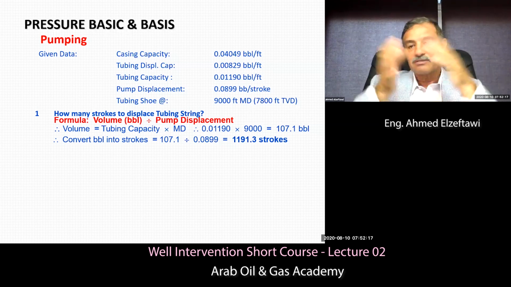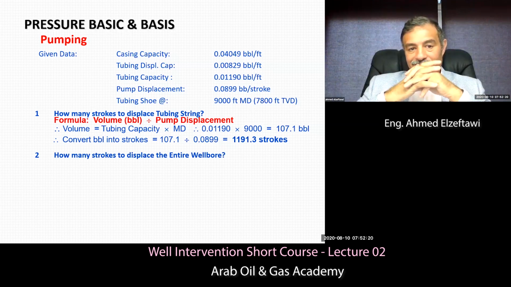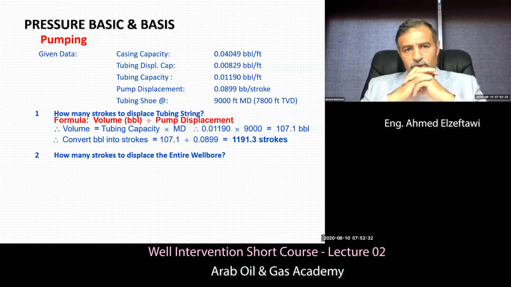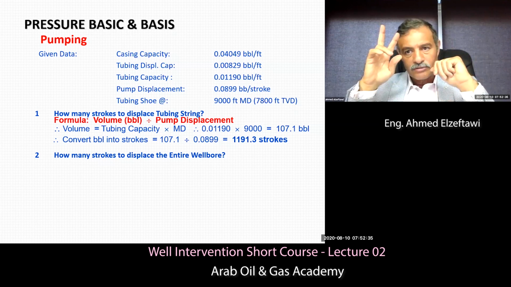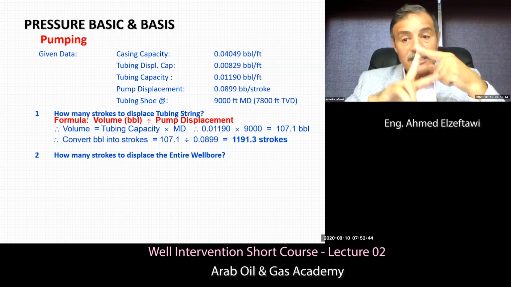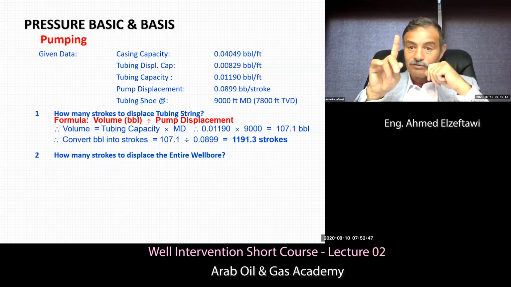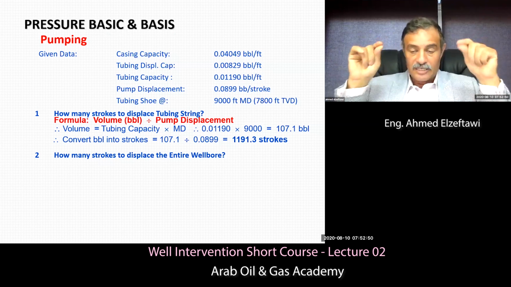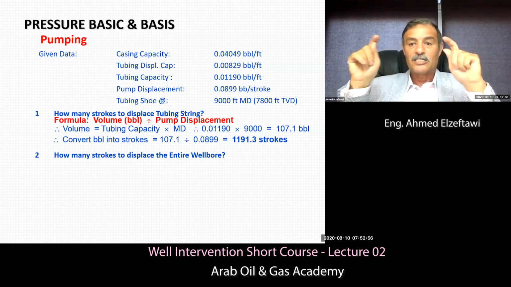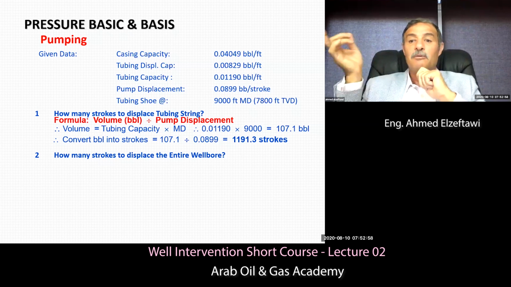The second requirement is a copy of the first one. How many strokes to displace the entire wellbore? Entire wellbore means the total volume of the well. How do we calculate the total volume of the well? We said we have three ways to go. It is either casing volume minus tubing displacement volume, or it is the tubing volume plus the annular volume, or we have the third case, which is the special case in case of closed end. It is the casing volume minus tubing displacement volume closed end plus tubing volume.